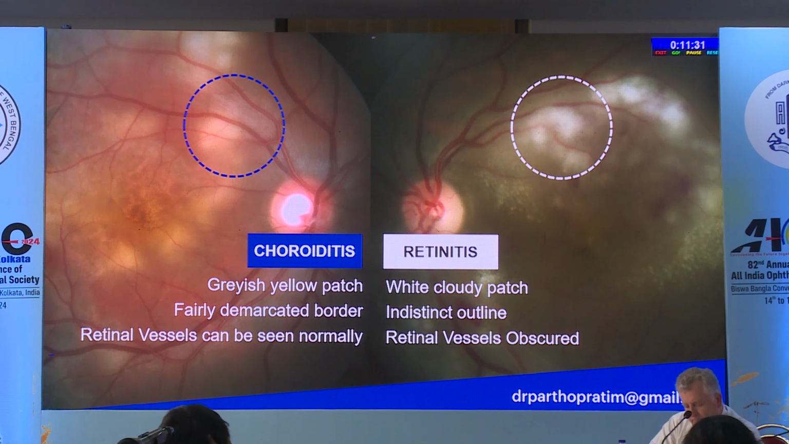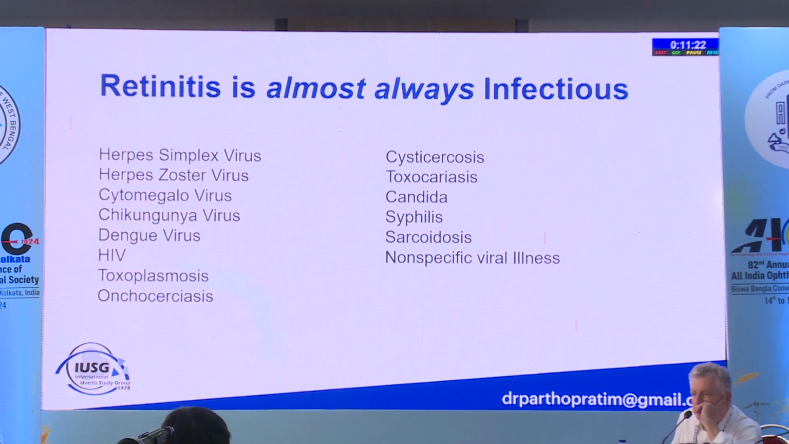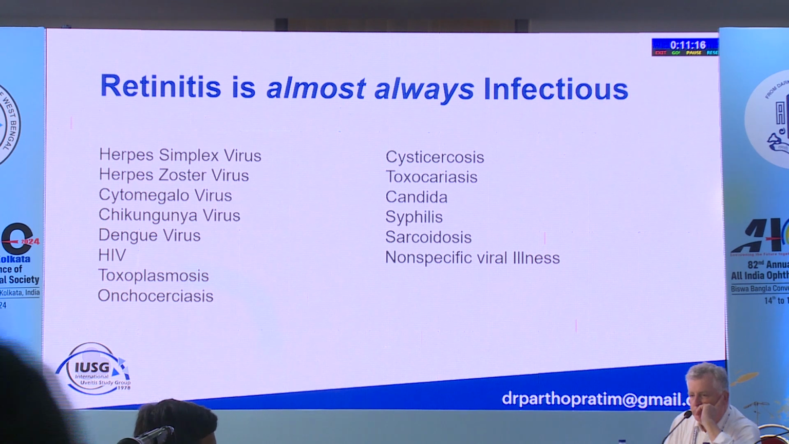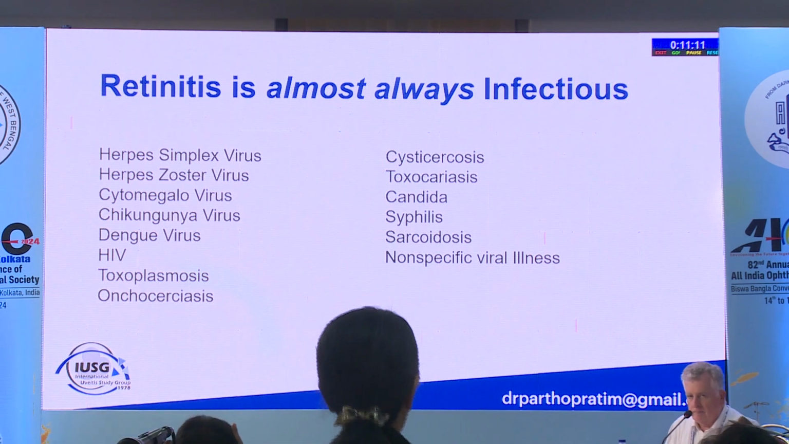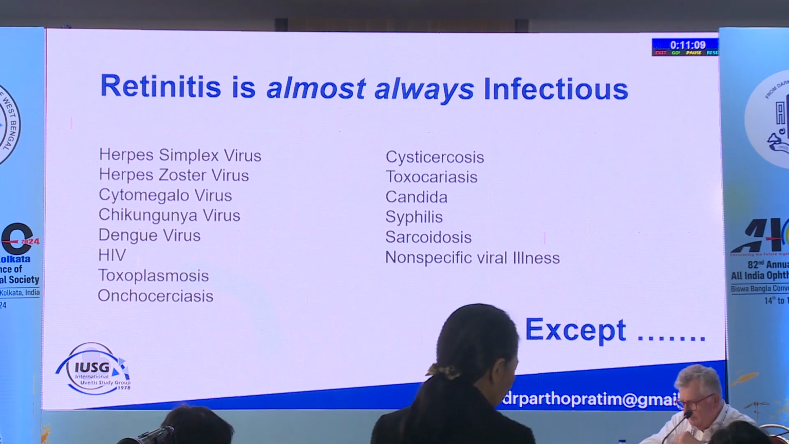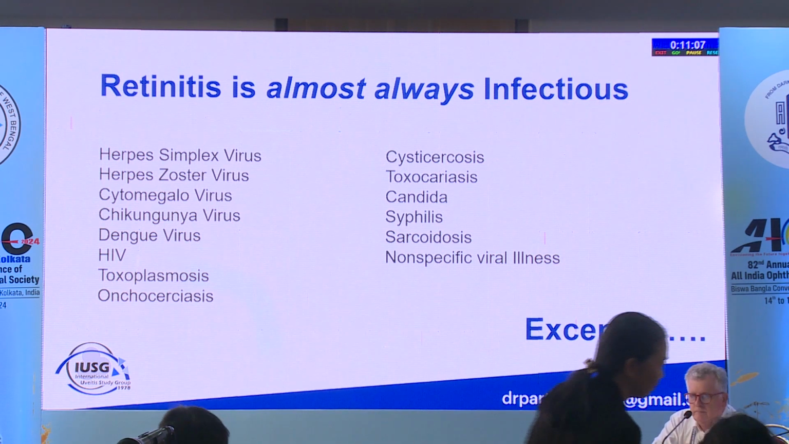and retinitis. In retinitis, you will see that the retinal vessels are obscured, whereas in choroiditis, you will see the vessels normally, so clearly. Now you have to remember one thing: retinitis is almost always infectious. Whatever the cause you think, it is always infectious, except for two conditions where it looks like retinitis but it is not retinitis.